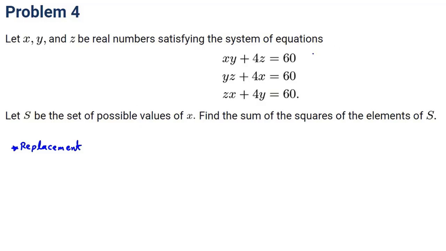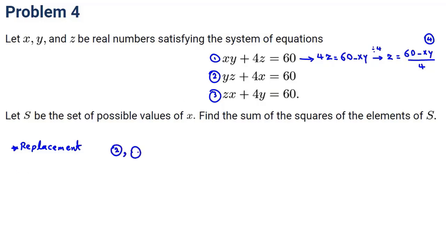How? From the first equation, I find z in terms of x and y. So we know 4z equals 60 minus xy if we subtract xy from both sides. And if we divide by 4, then z equals (60 minus xy) over 4. Now we replace in the second equation. So let's consider first, second, third. If we use 2 and 4, we replace z with (60 minus xy) over 4 plus 4x equals 60.